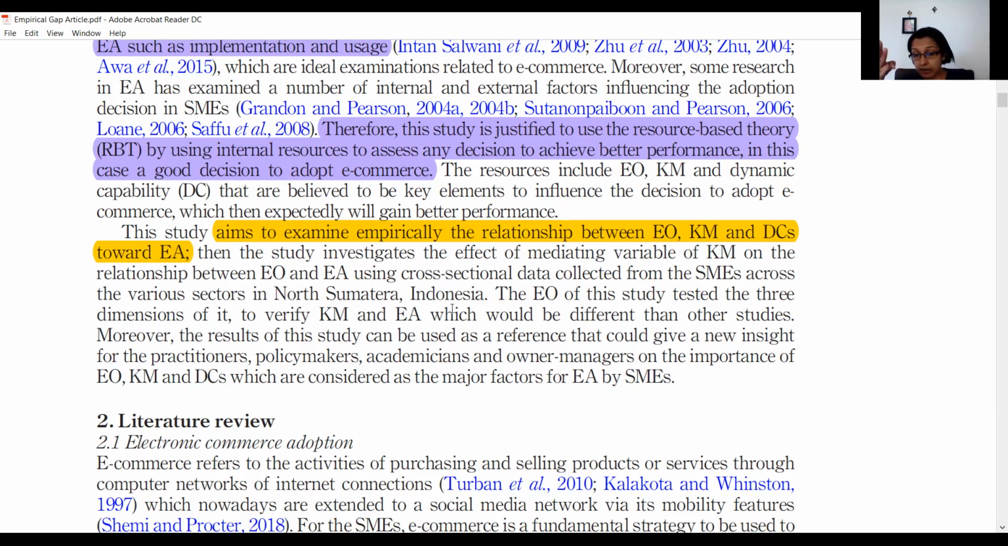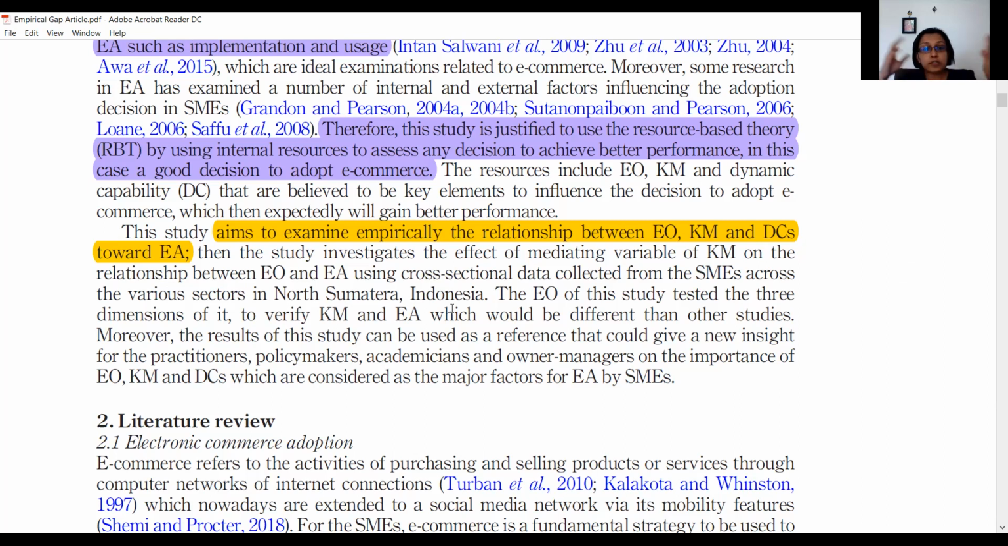I told you in our discussion earlier also. So resource-based theory basically focuses on what type of resources the organization has, and it is also challenged by the dynamic capabilities. Right? Now this study aligns those three things together and finds out how SMEs in Indonesia adopt e-commerce and how these three concepts influence adoption of e-commerce in SMEs in Indonesia.